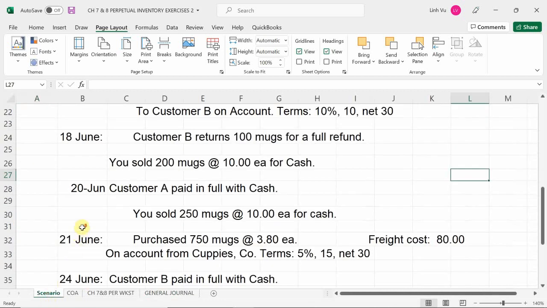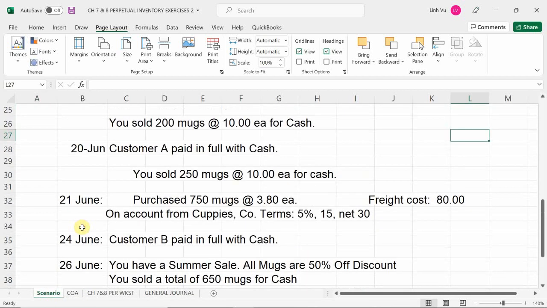Okay. So then June 21st rolls around. We end up purchasing 750 mugs at $3.80 each, with the freight costing $80, on account from Cuppies Co. Terms are 5/15, net 30. So in this case, on the 21st of June, I bought 750 units at 3.80 with a freight of 80.